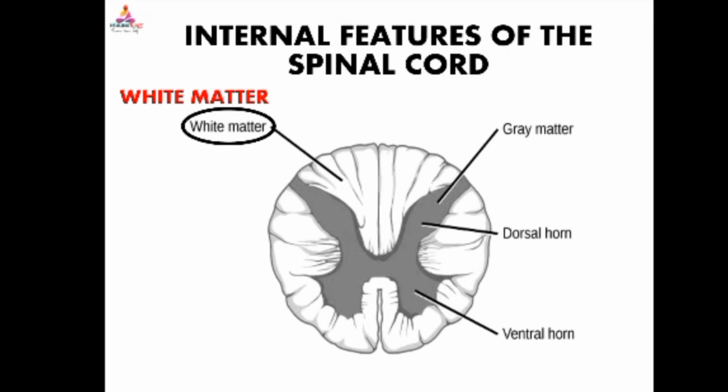Okay. Next, internal structure in the spinal cord. Next section is the white matter. The white matter of the spinal cord surrounds the central H-shaped mass of gray matter and mainly consists of nerve fibers, the large proportion of them being myelinated, which gives it a white appearance.